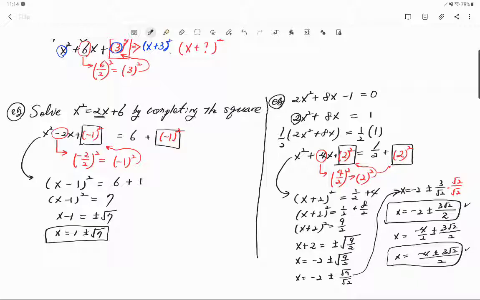So when we solve a quadratic equation by the completing the square method, make sure the coefficient of x squared is equal to 1. Since this is 2, what do we do? Divide the equation by 2 so that the coefficient of x squared will be 1. And then for the constant, to make a trinomial a perfect square, make sure the constant is the square of half the coefficient of x. Okay, really important.